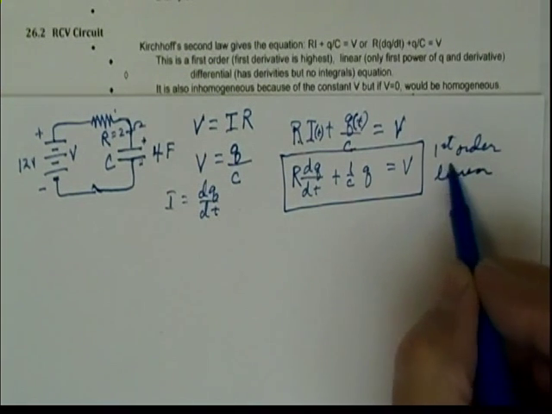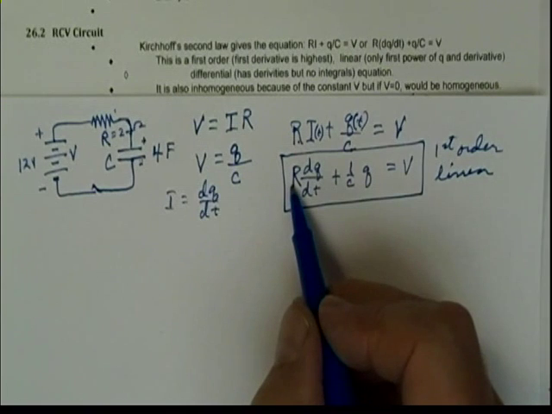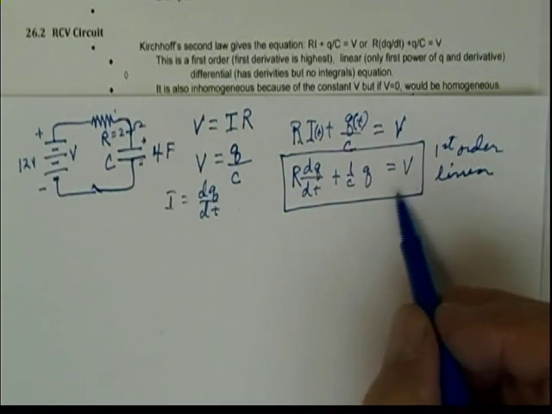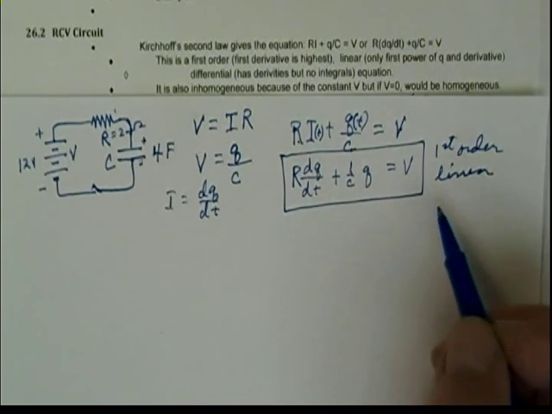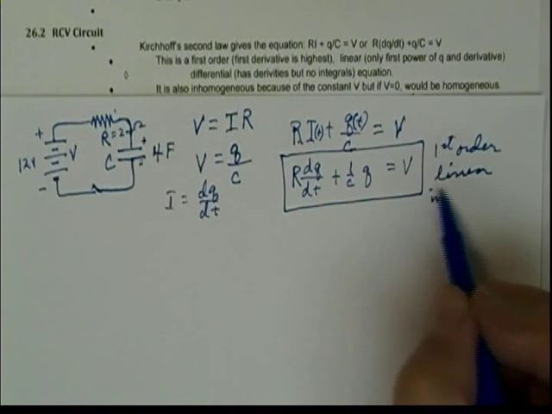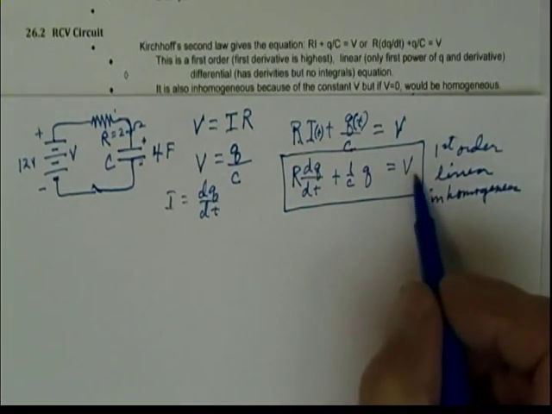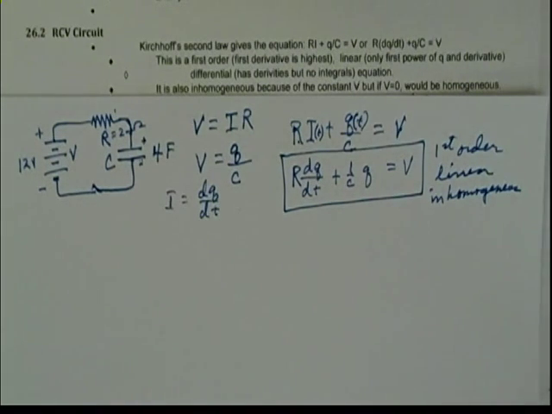It's linear because the derivative and the function both have a constant multiplying them, and there are no powers or square roots or logs or any other functions, just a constant times the first derivative, a constant times the second derivative. And it's inhomogeneous because there's a constant term left over on the right-hand side of the equation. So that's how we describe that equation.